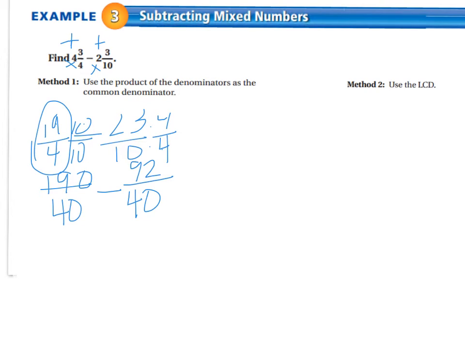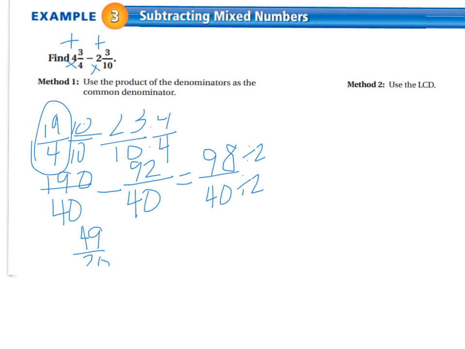Now I can do the subtraction because my denominators are alike. 190 minus 92 is 98. My answer becomes 98 40ths. Since these are both even numbers in the ones place, I know I can divide them both by 2 to reduce it a bit. That would give me 49 over 20.